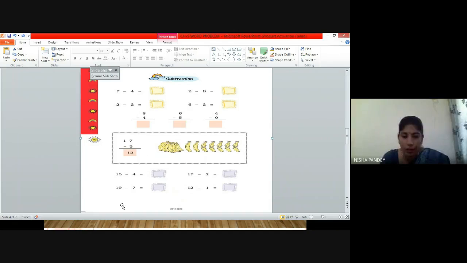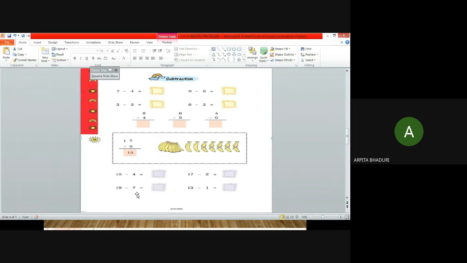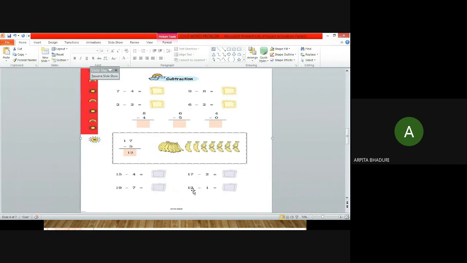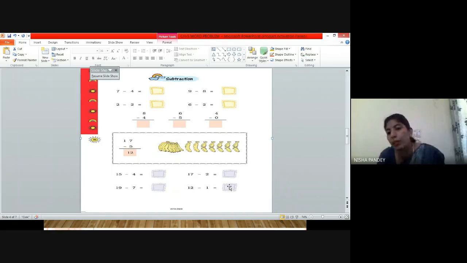Yes, ma'am. Very good. Now 19 minus 7. So how many times will we do backward counting? 7 times, ma'am. From 19. So we'll count: 18, 17, 16, 15, 14, 13, 12. So 12 will come. Very good. Now 12 minus 1. So it's very simple. If you do backward counting just one time, it will be 11.